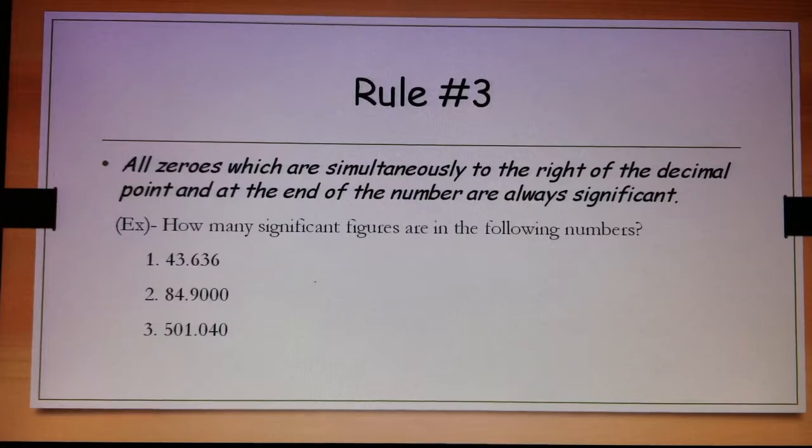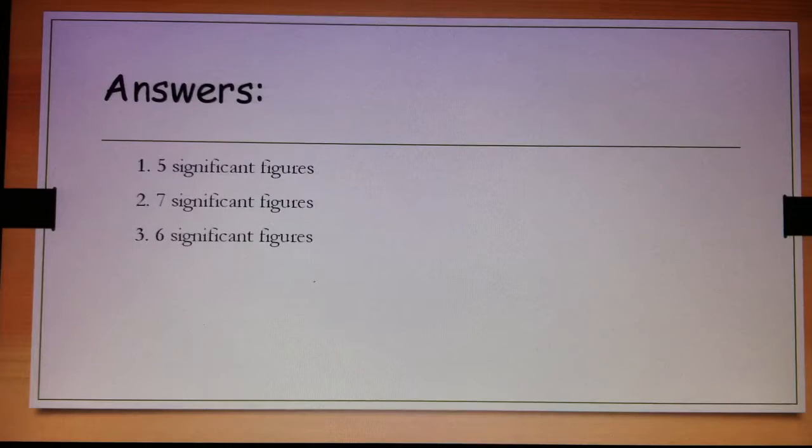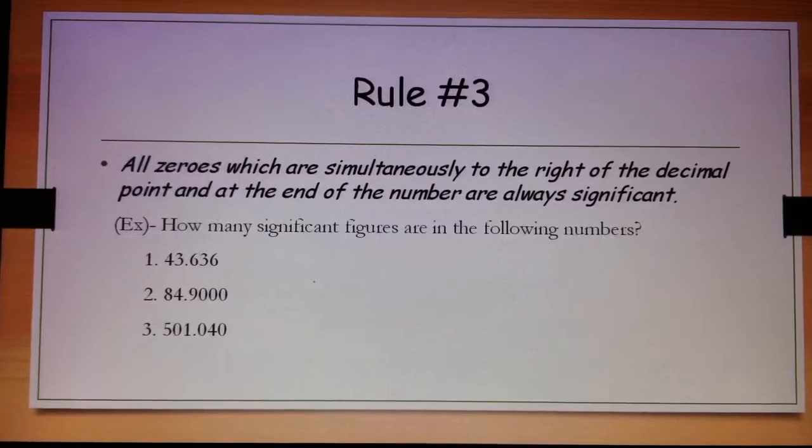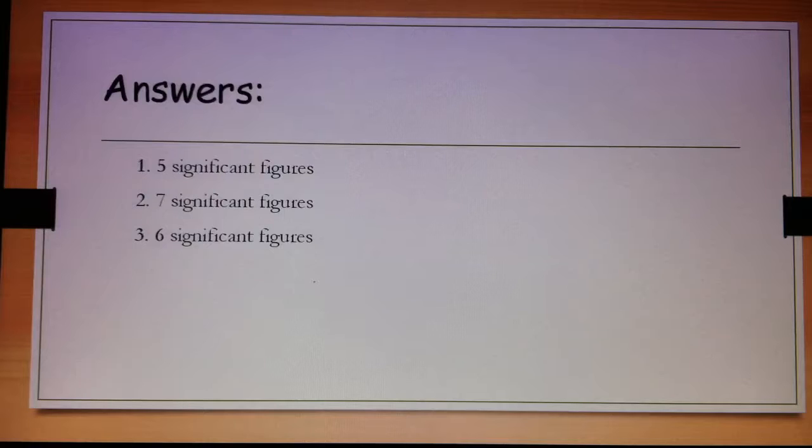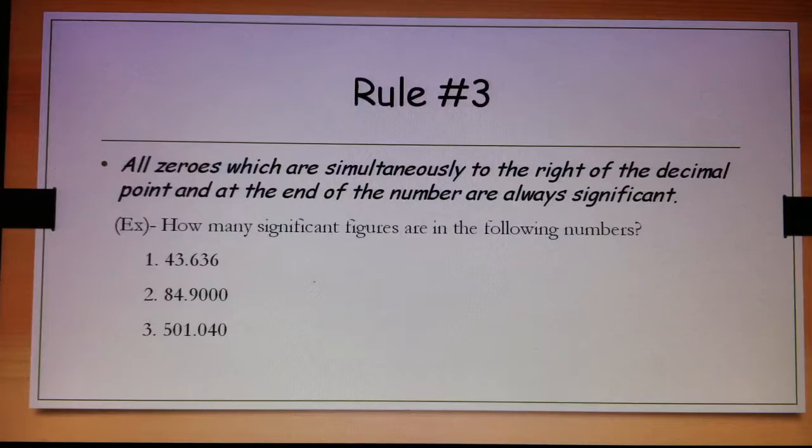So these are the examples right here, and then on to the next slide, the answer is five significant figures for number one. Why? Well, that one was easy. It wasn't even part of the rule. I just wanted to trick you there. It's five of them because there are five non-zero numbers. The other one is seven significant figures because the three zeros right there count because of the rule. And number three, the same thing.